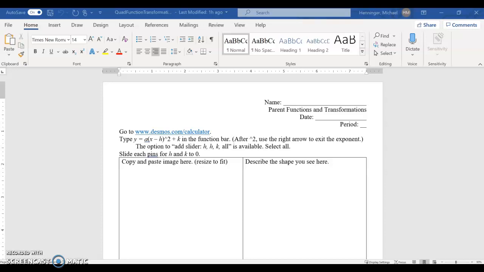Last couple of times we were together, we were talking about solving quadratic equations. Well, today what I want to talk about is graphing quadratic functions. Okay, so what we're going to do is use a graphing calculator at desmos.com. So there's a link on this assignment that you'll see.